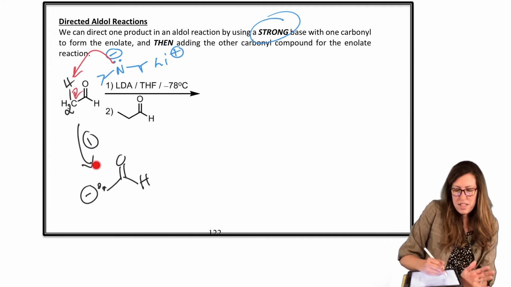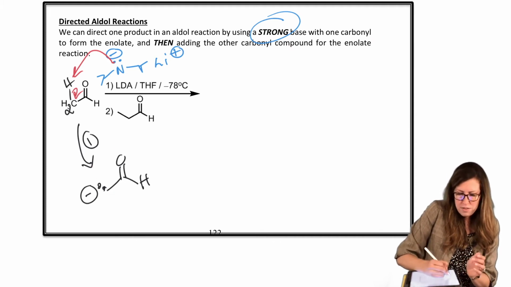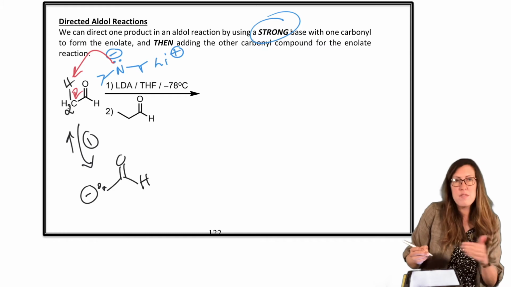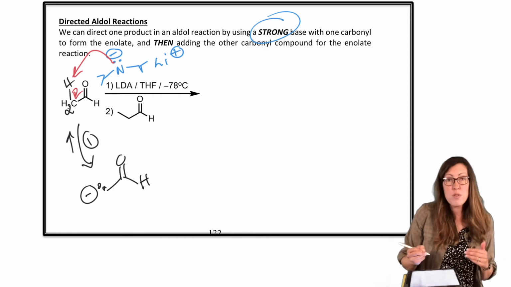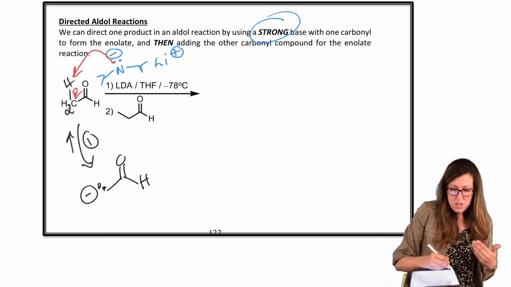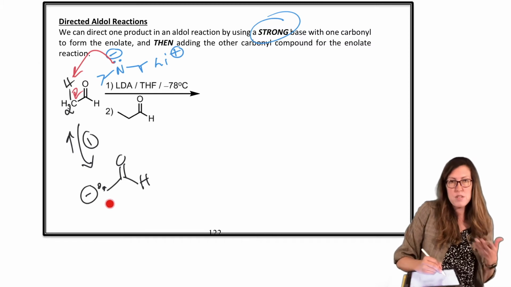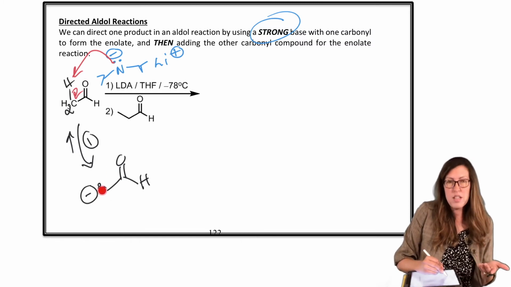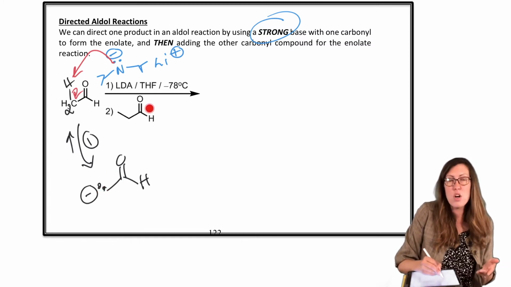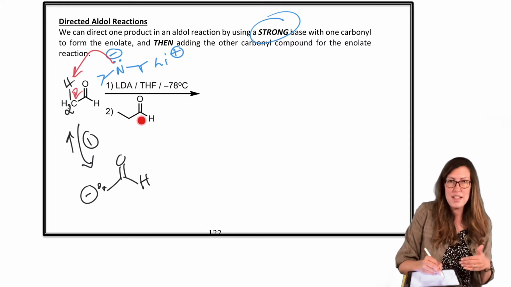So we let this sit. Notice this is an equilibrium, but it favors the forward direction because LDA is such a strong base. So presumably after a certain amount of time, you have this sitting in your flask. Then you measure out how much of the propanal you need and add that to the flask.